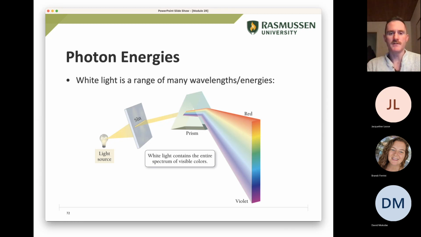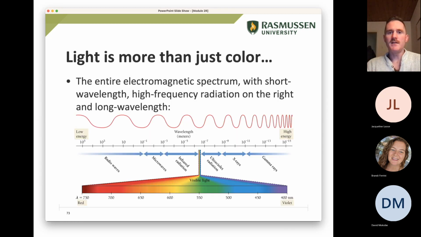light into its components. But light is more than just color, right? Light's like this tiny little sliver of the electromagnetic spectrum. Light is actually radio waves. Light is microwaves. Light is infrared radiation, ultraviolet radiation, X-rays, and gamma rays. All of this is light, electromagnetic radiation, right?